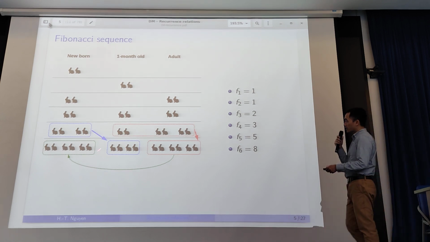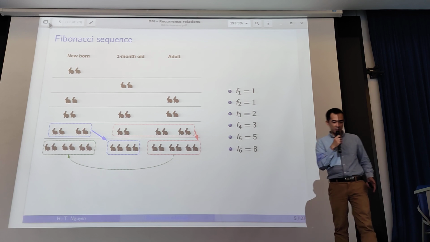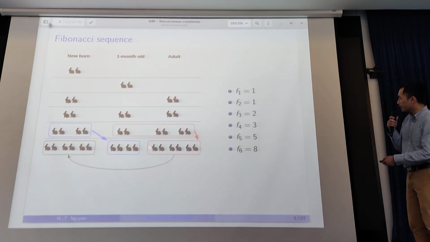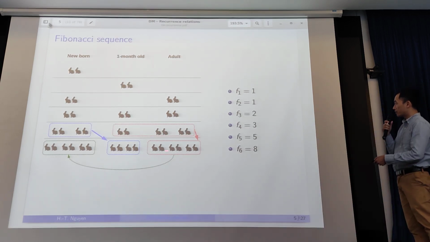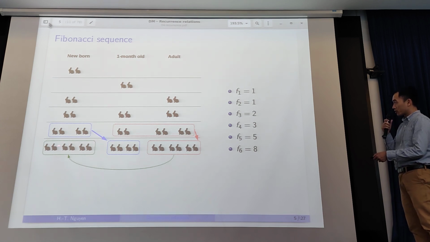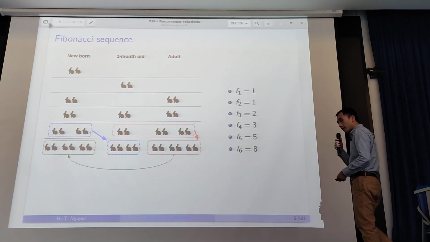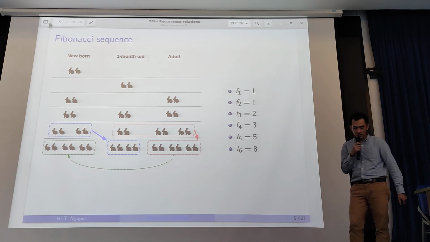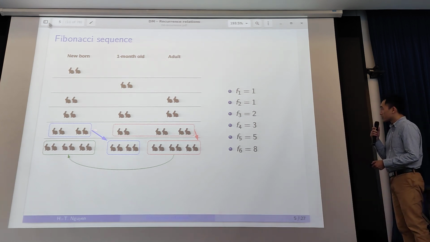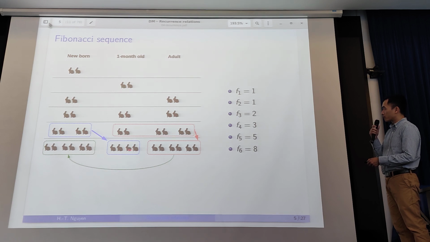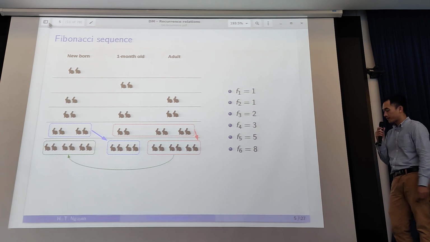Here we have a different color, but we have a connection here because the number of rabbits here is the same as the number of rabbits here, because of the hypothesis that each pair of adult rabbits gives birth to a new pair of young rabbits. So here we have blue becomes blue, red becomes red, and red will give birth to blue, and they have the same number here.